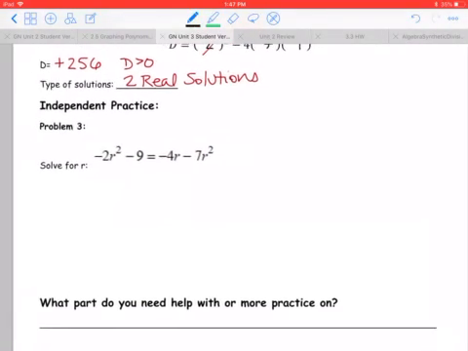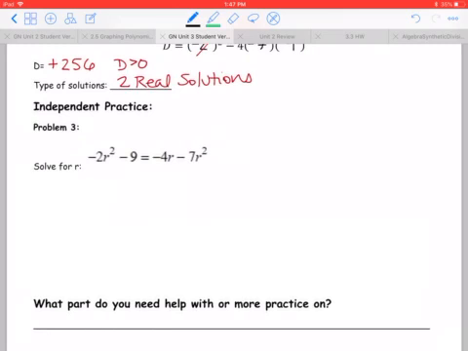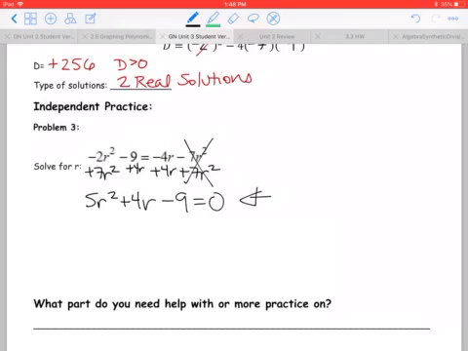Okay, the last problem. You need to manipulate this equation, so go ahead and do that. Okay, you have to add 7r squared. Make sure you add like terms. So we get 5r squared there. 4r we have to move over. So plus 4r because it doesn't combine with anything. And you have to make sure that it is in the right order. Squared, letter, number. So A, B, C, go ahead and find those.